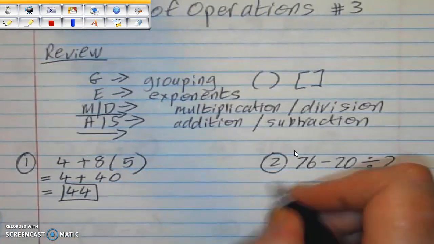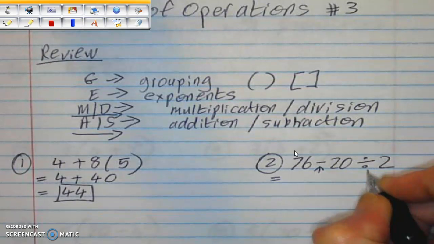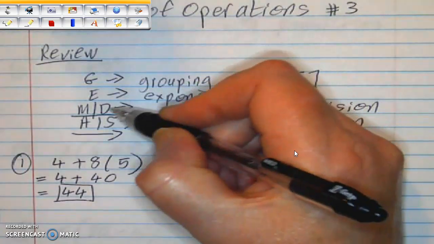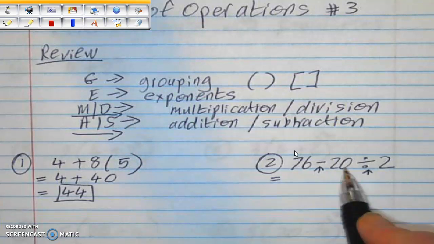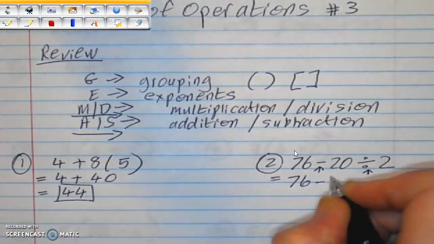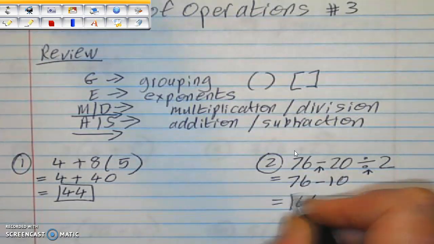For number 2, it has subtraction and division. Division is more powerful than subtraction. It comes higher up on the scale. There's the division. There's the subtraction. So you're going to do this division first. So this becomes 76 minus 10, and 76 minus 10 is 66.